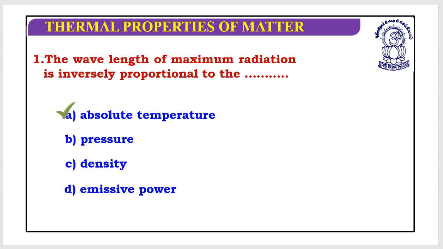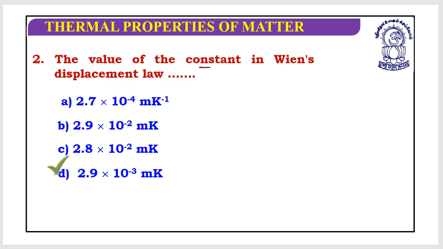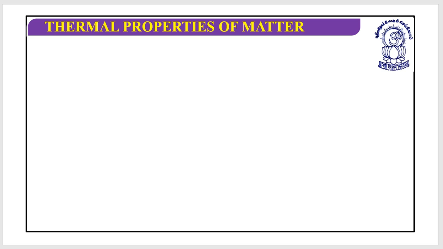It says that the wavelength of maximum radiation is inversely proportional to the absolute temperature. It's lambda m inversely proportional to 1 by T. Next, the value of the constant in Wien's displacement law is 2.9 into 10 to the power minus 3 meter into Kelvin. I hope this is clear. So are you ready for the questions based on this? Great. Now let's look at this.